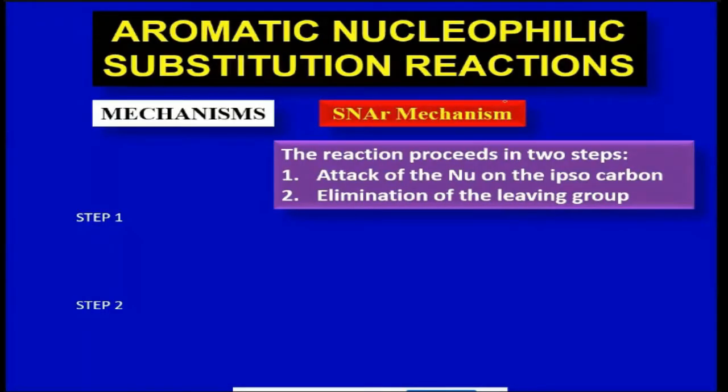Okay, so what are the different mechanisms that these reactions undergo? The SNAr mechanism. This is substitution nucleophilic aromatic substitution reaction. This reaction proceeds in two steps that we will discuss here. The first step is the attack of the nucleophile on the ipso carbon. What is an ipso carbon? Ipso carbon is a substituted carbon atom in the benzene ring. So you have to have some groups attached.